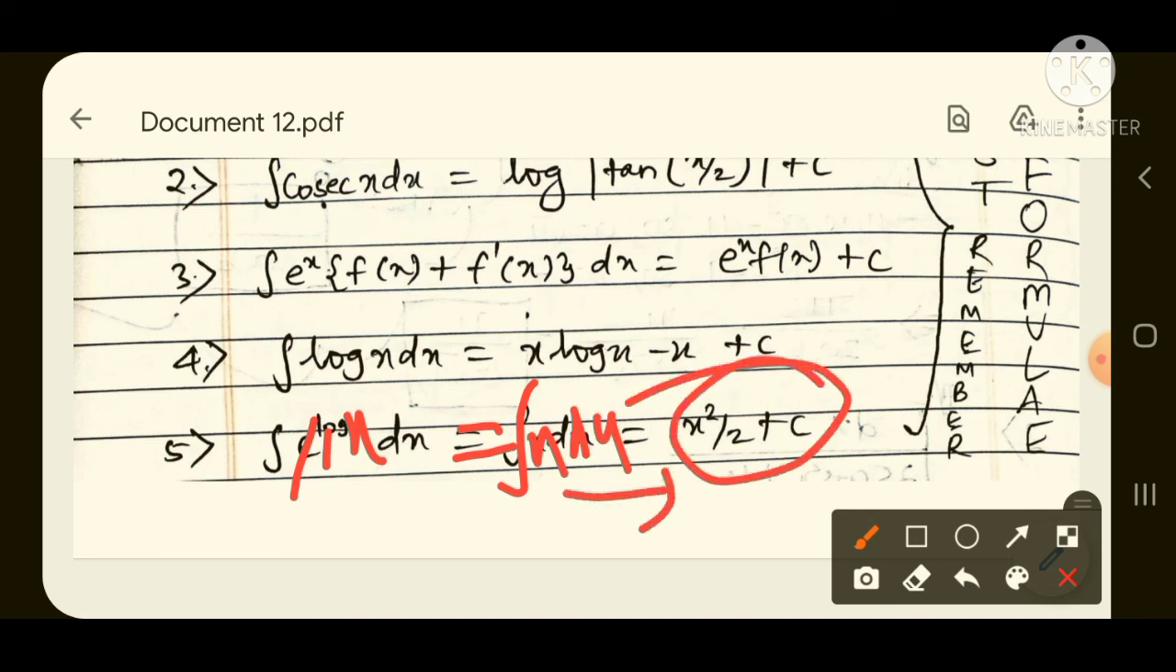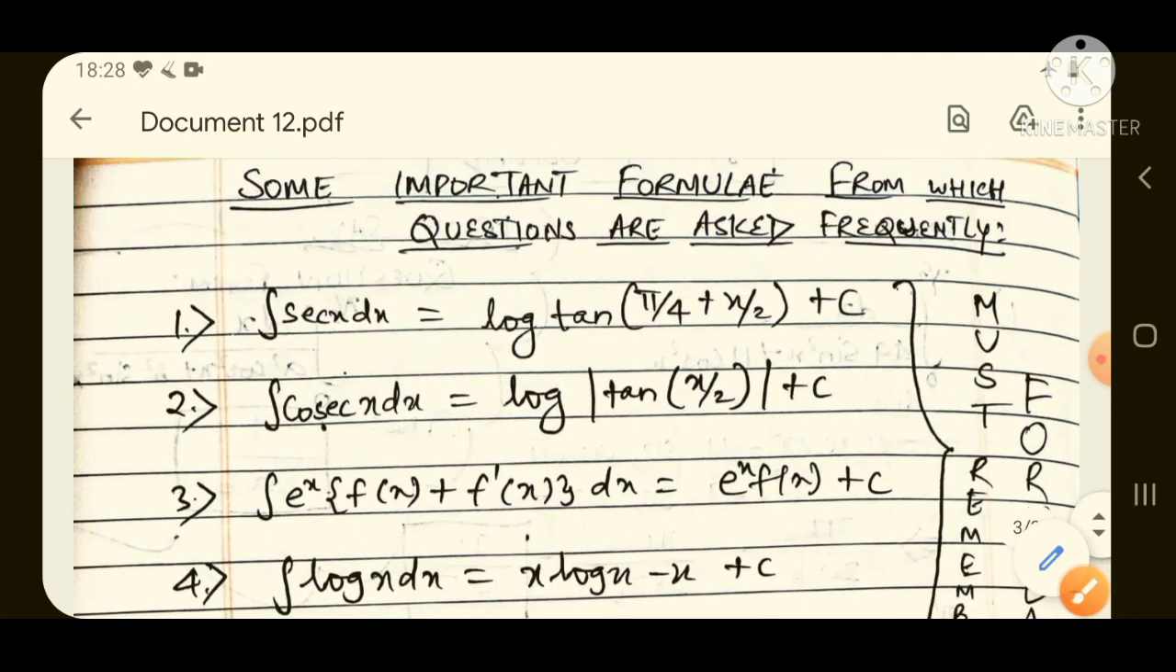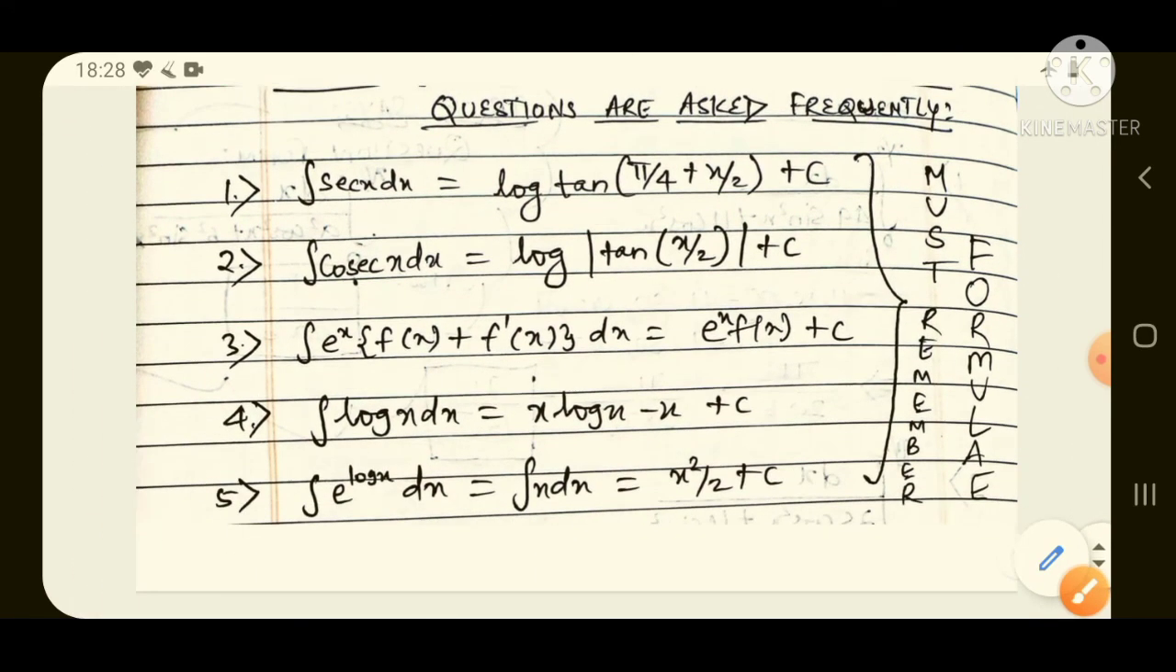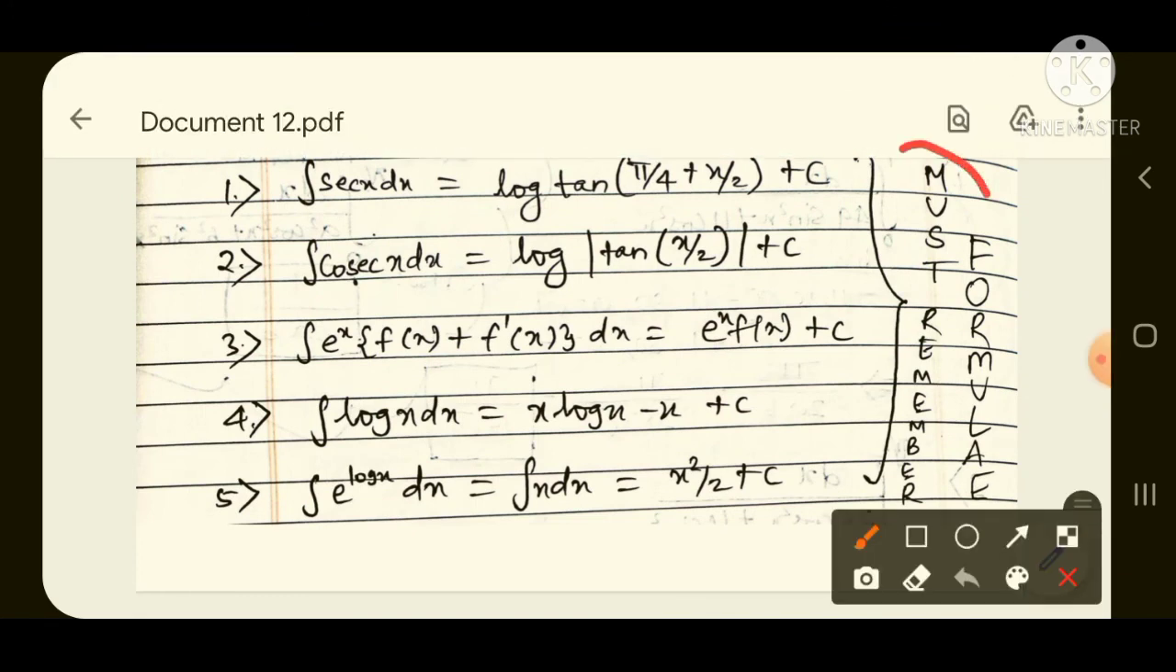So friends, how were the formulas? These 5 formulas you need to remember, these are must-remember formulas. As I have written here, you can see this is a must-remember formula, and questions are directly asked from this.